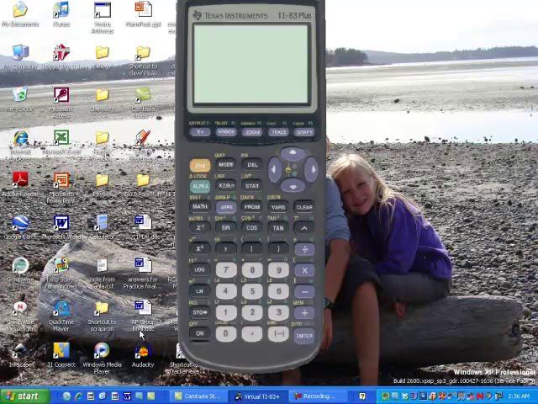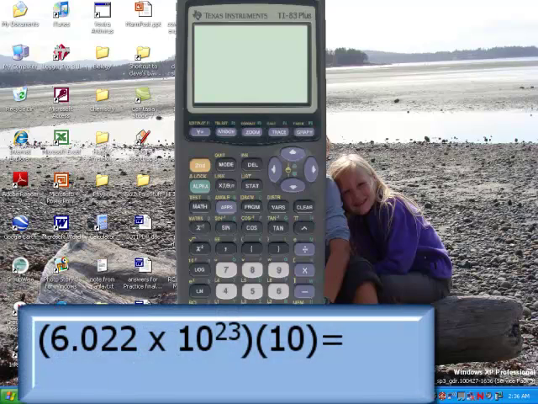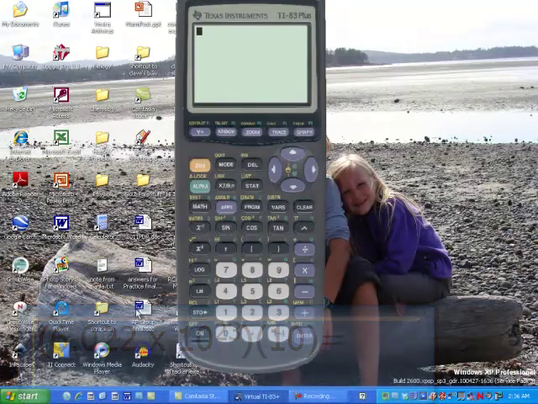Well, what I'm going to do here is show you how to use your graphing calculator and another type of scientific calculator to enter exponential notation or scientific notation and use it in solving problems. I'm going to do this by example. I'm going to do the problem 6.022 times 10 to the 23rd multiplied times 10.